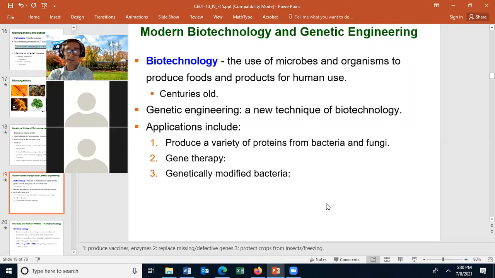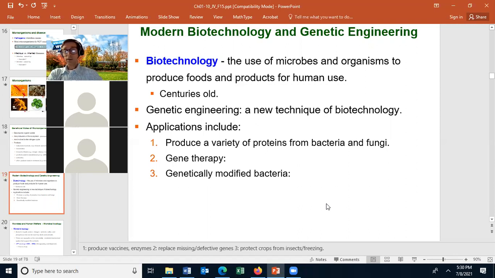And then we use genetic engineering to genetically modify bacteria. So we can modify bacteria to protect crops from insects or freezing by adding a specific gene. And let me see if I can think of an example with that. I'm afraid I cannot. I just don't know one off the top of my head where we added a gene and it protects the crop from birds and animals.